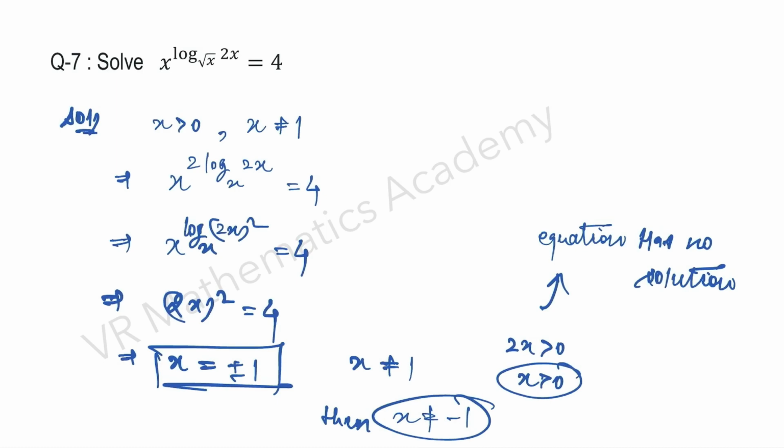Now we move to the next question, question number 8. That is, we have to solve x raised to the power log of (1 minus x) whole square base x is equal to 9. In this equation, we find that again x is like a base, so x should be greater than 0 and x should not be equal to 1. Also (1 minus x) whole square greater than 0.